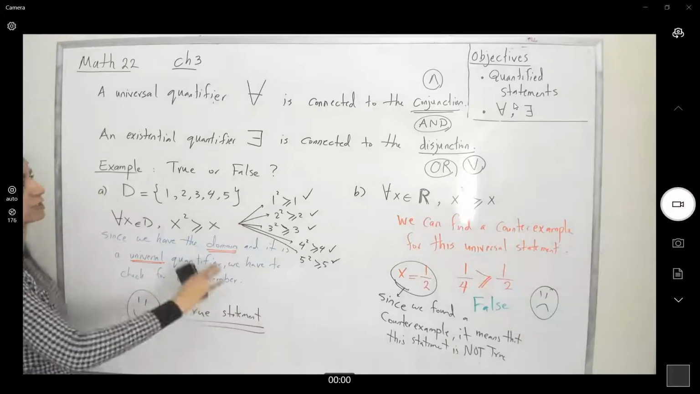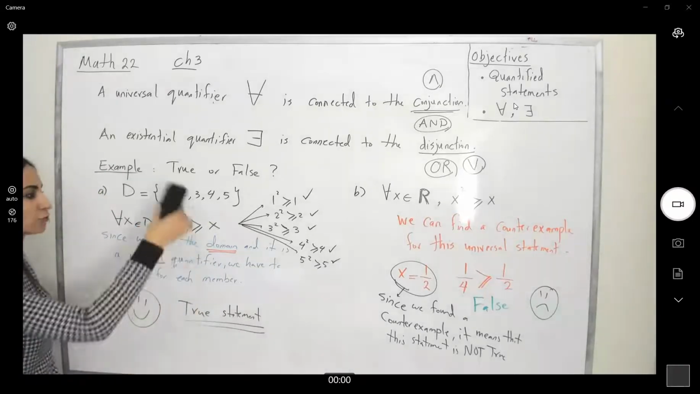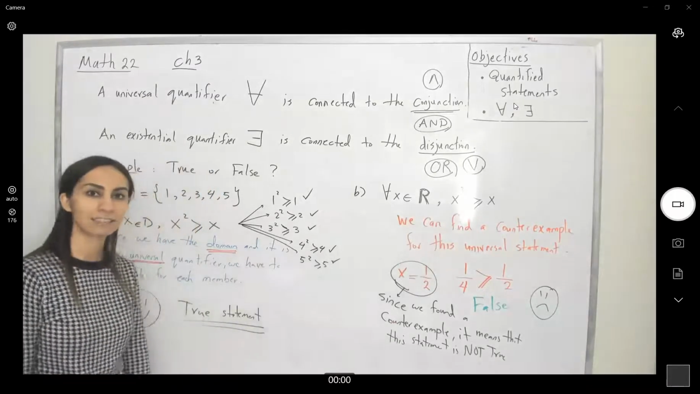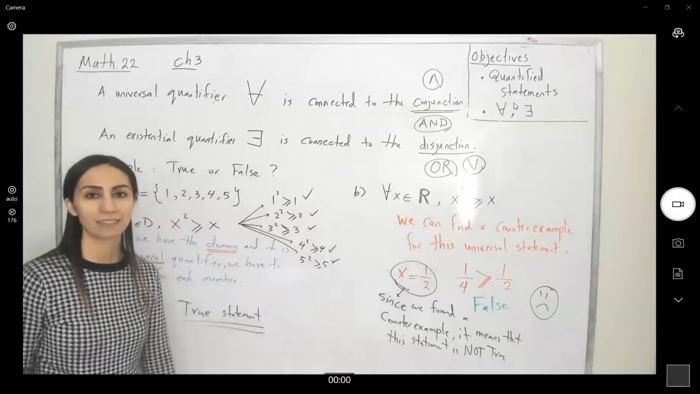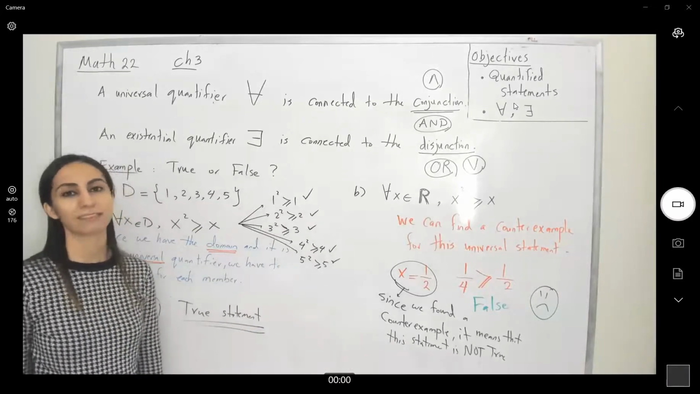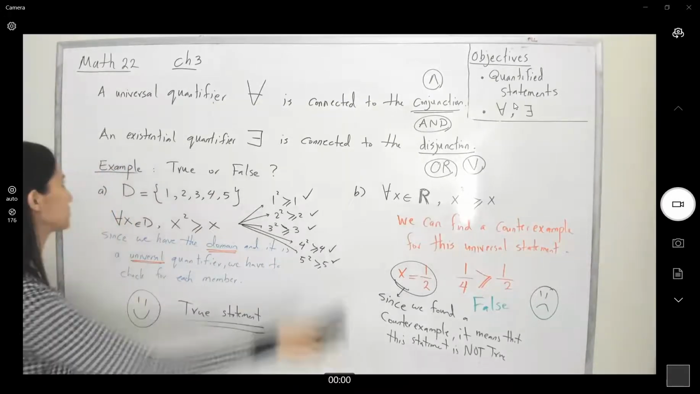So this is for universal statements. If the domain is given to you, you have to check each member. If the domain is very vast, try your best to find a counterexample. Later on, we're going to learn methods of proofs to actually prove these types of statements.